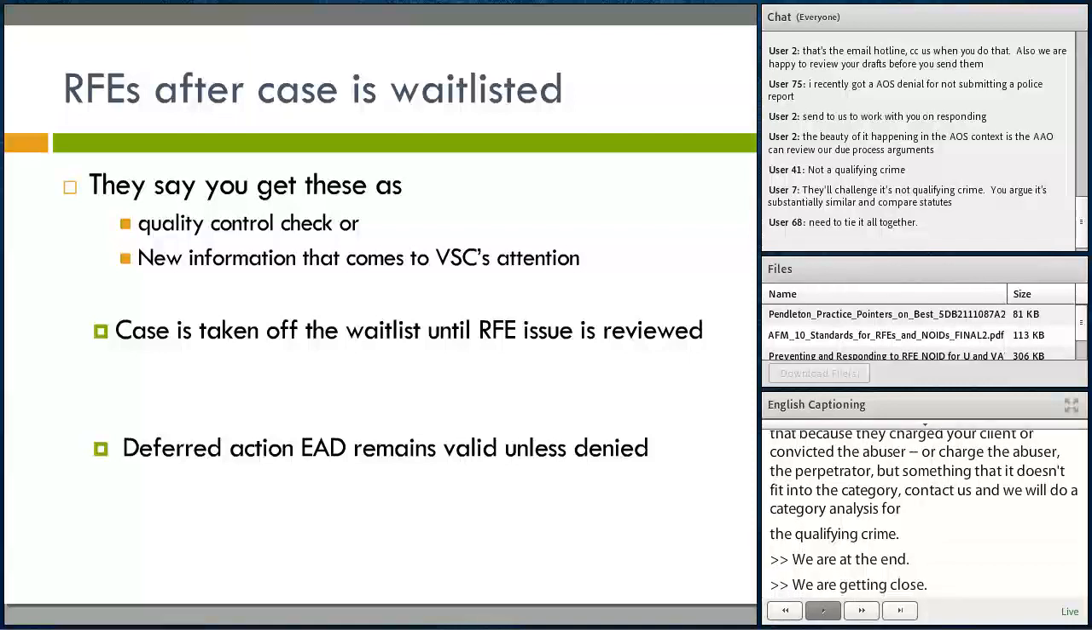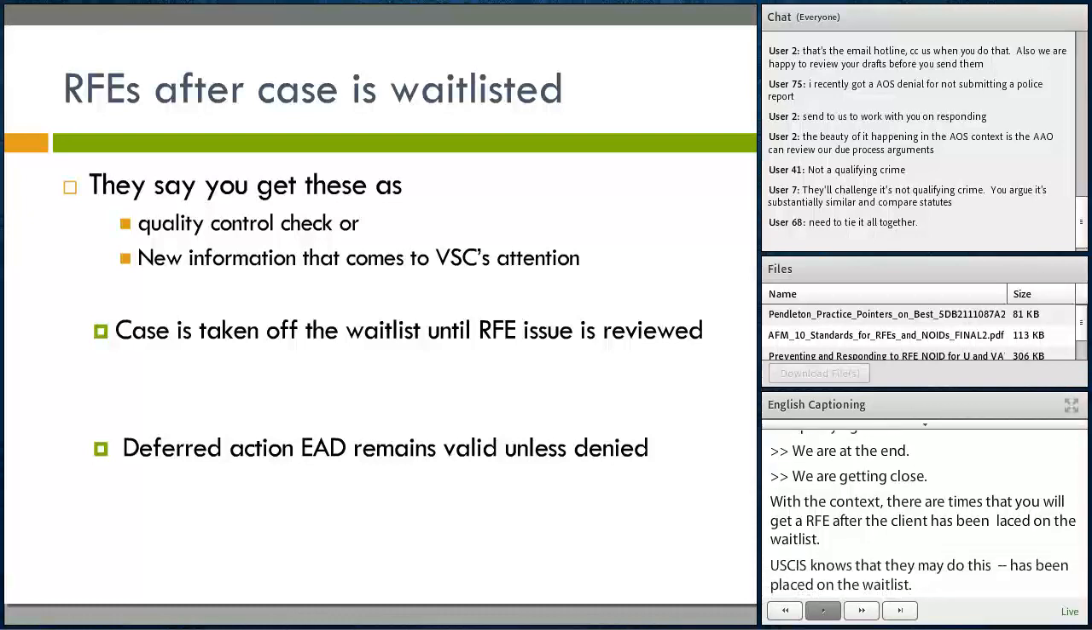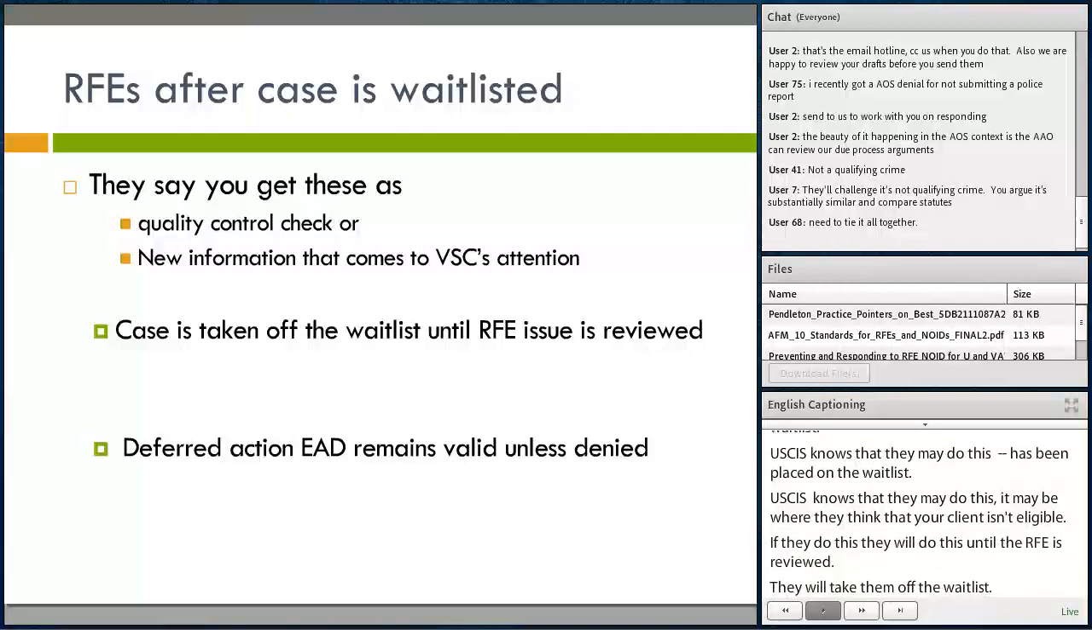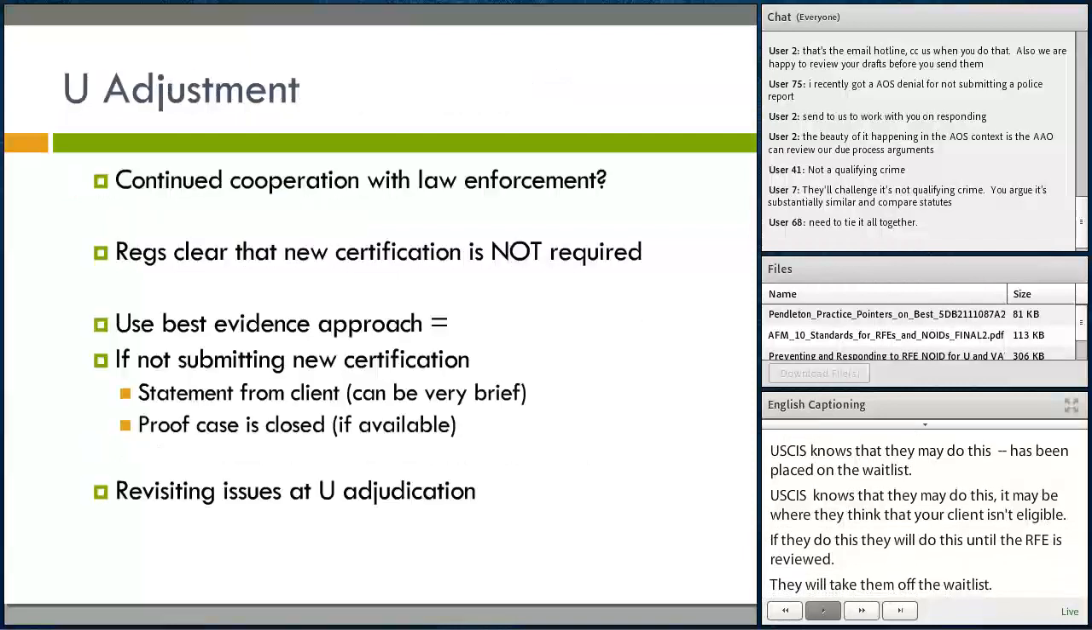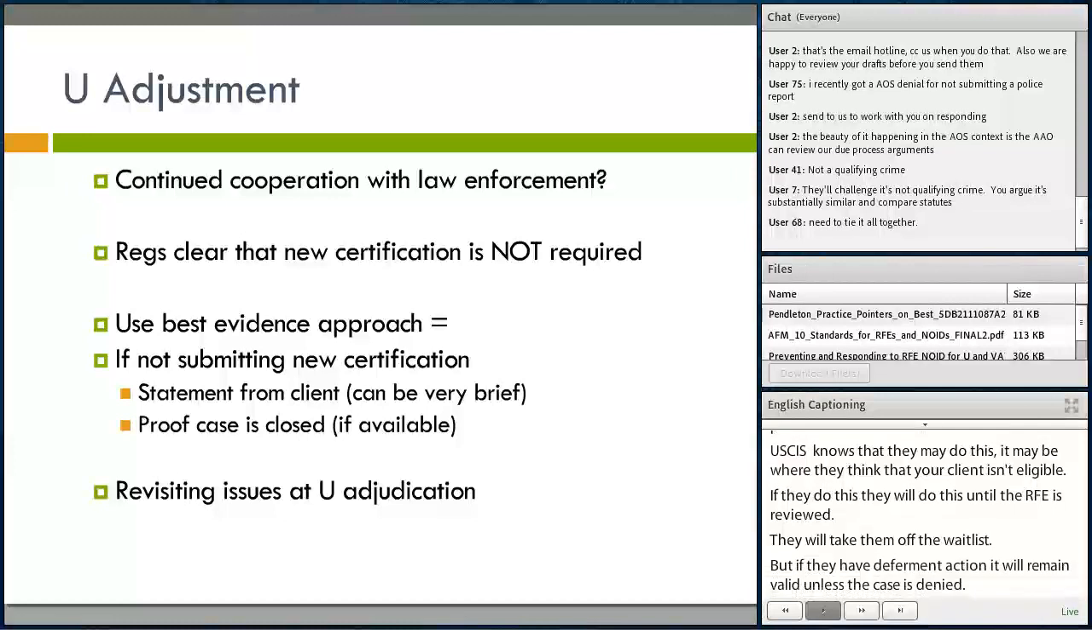Okay. So next up, in the U visa context, there are times that you'll get an RFE after your client has already been placed on the wait list. USCIS says that they might do this as a quality control check, or they might do it if there's new information that comes to their attention that makes them think that your client might not be eligible. So if they do this, they'll take your case off the wait list until the RFE issue is reviewed. But if your client already has a deferred action EAD, that remains valid unless the case is denied. Okay.